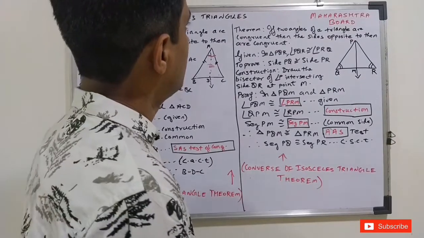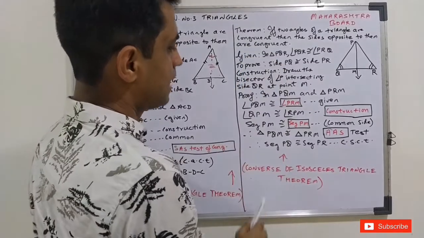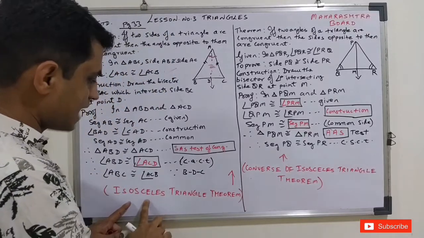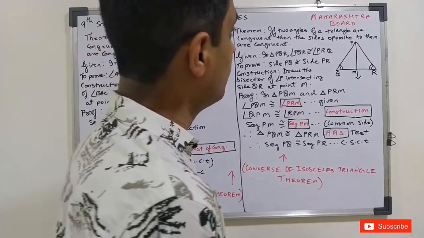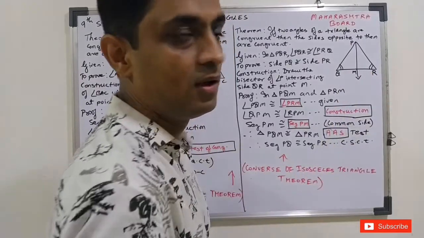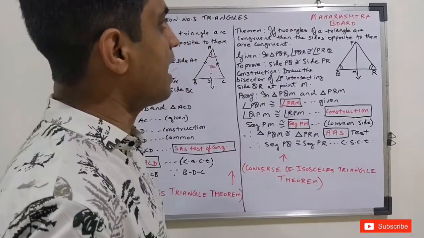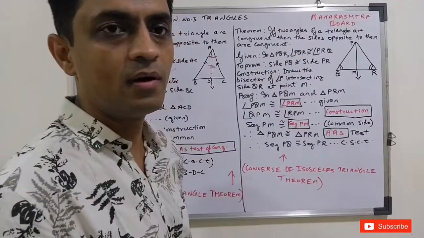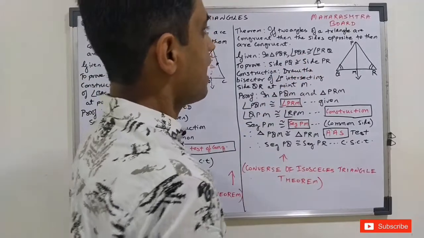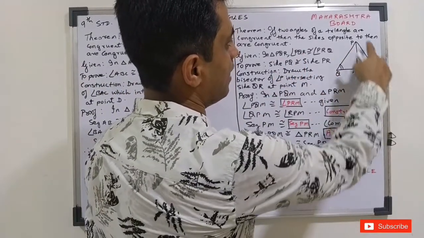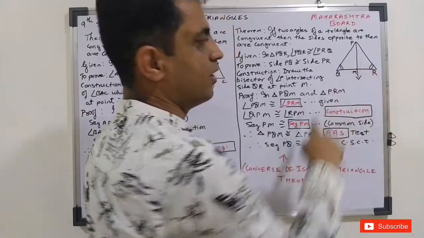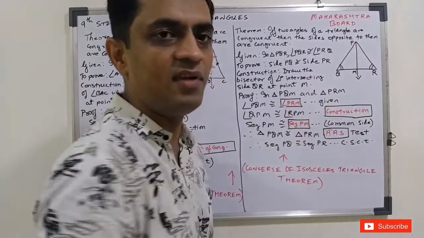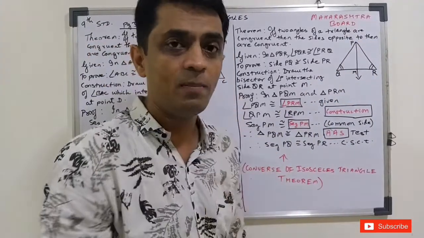Clear? Okay. Next theorem, that is the converse of the isosceles triangle theorem. Earlier we have seen the isosceles triangle theorem, and this is its converse. Converse means what? The base angles will be given to you. Let us read the theorem. If two angles are congruent, then the sides opposite to them are congruent. Means here in this triangle, angle PQR and angle PRQ, these two angles are congruent, given to you. Now we have to prove PQ is congruent to PR. That we have to prove.